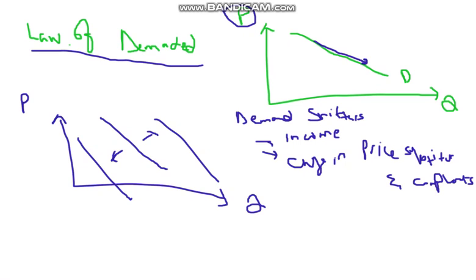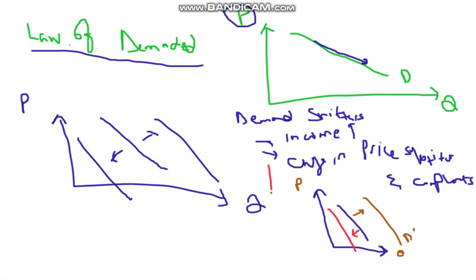So this is the basic difference between a movement along the demand curve, or change in demand, and a shift in the demand curve. When there is an increase in consumer income and the good is a normal good, then the demand curve will shift to the right. This will become our new demand curve. Similarly, when there is a decrease in the consumer's income, assuming that the good is normal, the demand curve will shift to the left.